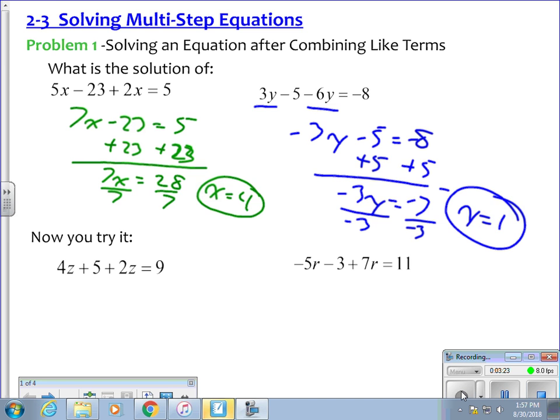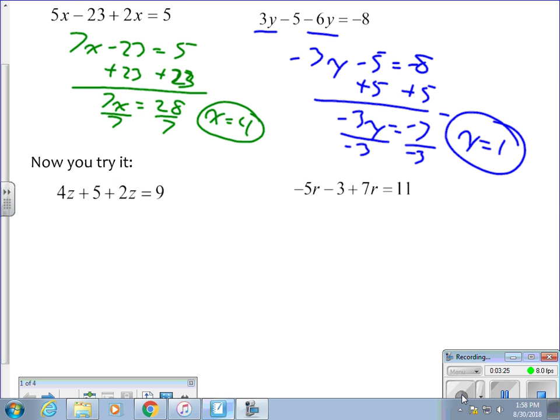Your turn. Do these two. Okay, let's do these together. Hopefully you have them done by now. Again, first step, combine like terms. 6z plus 5 equals 9. Subtract 5. 6z equals 4. Divide both sides by 6.